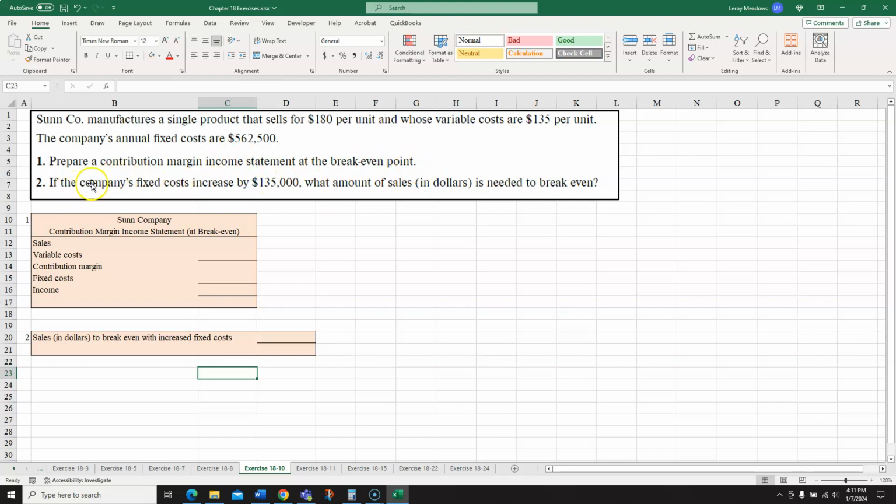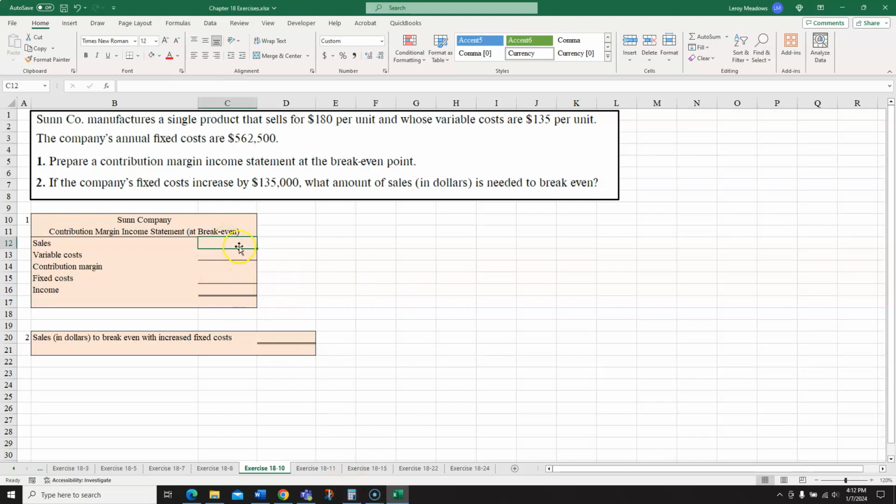And then 2, if the company's fixed costs increase by $135,000, what amount of sales in dollars is needed to break even? Okay, so let's go ahead and do our contribution margin income statement. Again, we could just do this through a linear formula, but this situation is asking for using the contribution margin income statement method. So let's calculate our sales at break even.